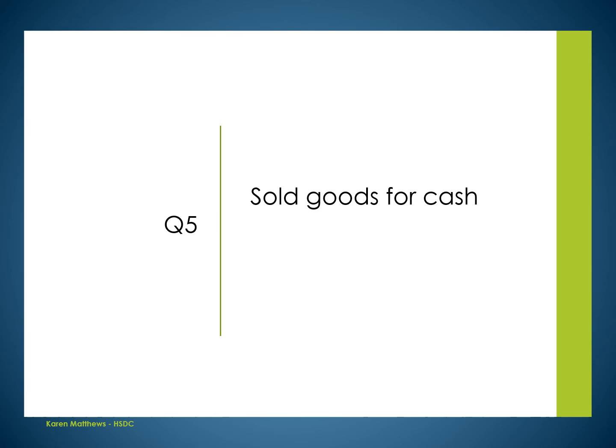Example 5, sold goods for cash. This is pretty straightforward. If you look at your DEAD CLIC, we know that cash is an asset. Cash can never be a liability. You can't be overdrawn with cash. So the lowest it can ever go is a balance of 0. So if we sell goods, if you look on the CLIC side of things, sales is a type of income. So we're going to be debiting cash to increase the asset and crediting sales to record the income.